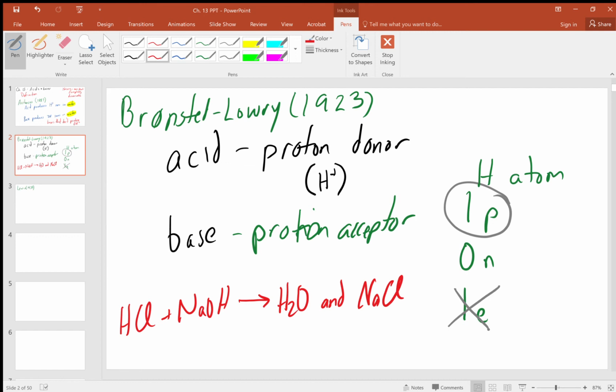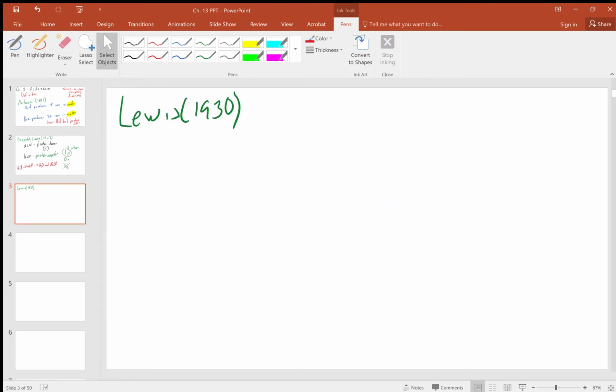The problem became that they eventually found there were some compounds that behaved very much like acids and bases, but didn't actually give up protons. And so that brings us to the Lewis definition, which, as I said, is the most comprehensive and the most complete definition.